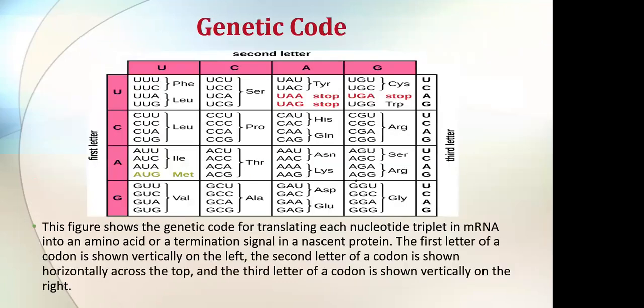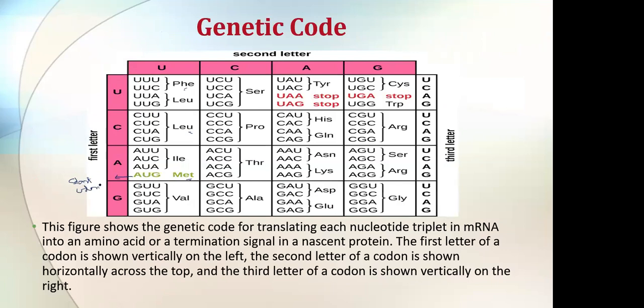So this is the genetic code you can see. If the messenger RNA carries the codon UUU, that represents phenylalanine. If it is CUU, that's leucine. If it is AUG, that's methionine. Now AUG, that's our start codon.